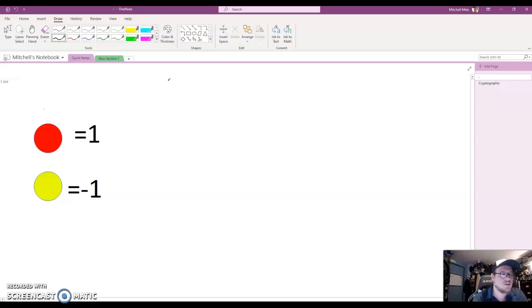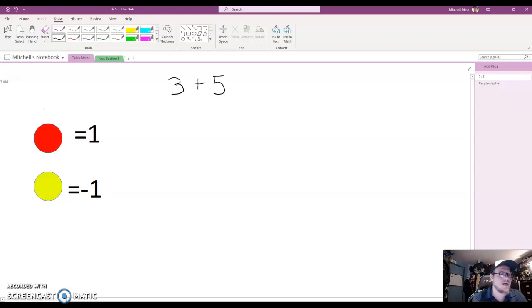Even though this is a common addition problem we may see a lot, it technically still involves integers because they both are positive. I have a positive 3 plus a positive 5. Now I'm going to model that with my colored circles. I know these are both positive, so I'm only going to be using the red circles.